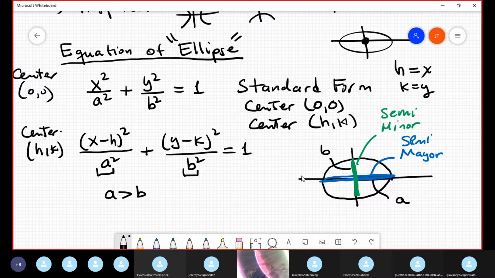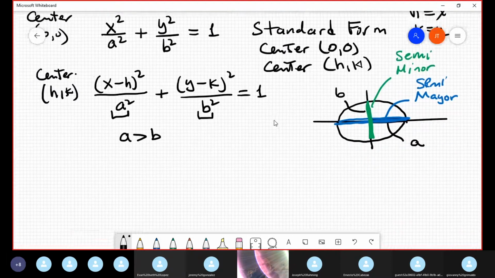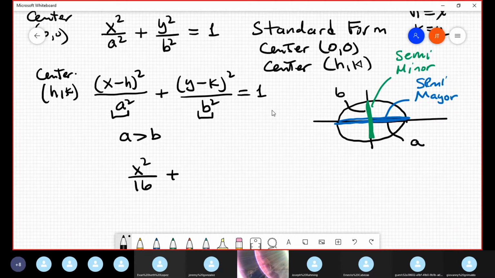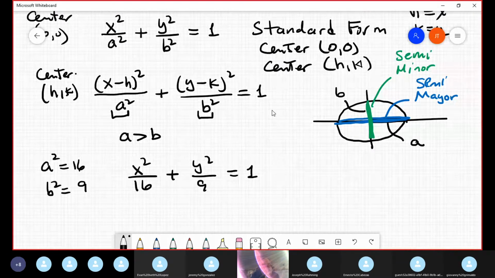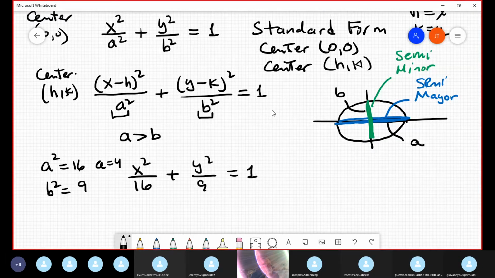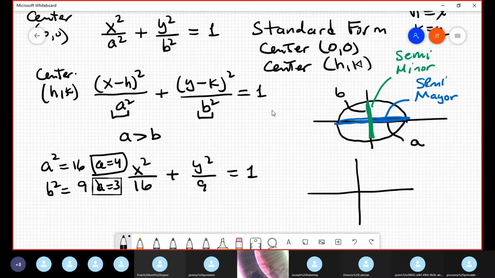So suppose, hypothetically, that one ellipse has the equation x squared over 16 plus y squared over 9 equals 1. You make the identification that a squared is 16 and b squared is 9. Therefore, a alone is 4 because it's the square root of 16, and b is 3. So my ellipse looks like that: 1, 2, 3, 4, 1, 2, 3, 4, 1, 2, 3, 1, 2, 3.